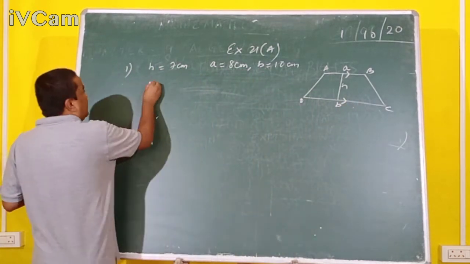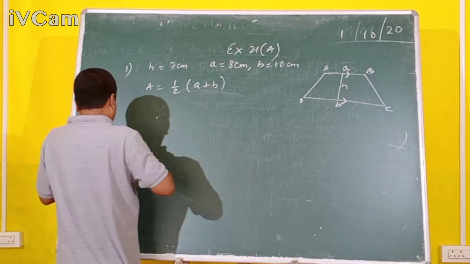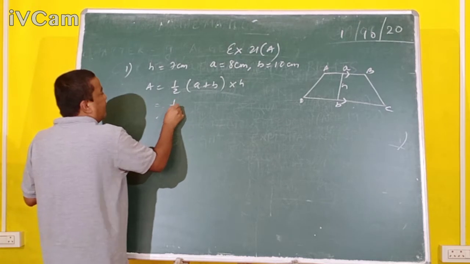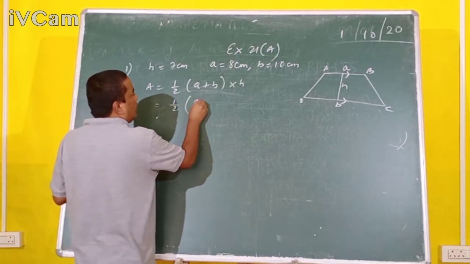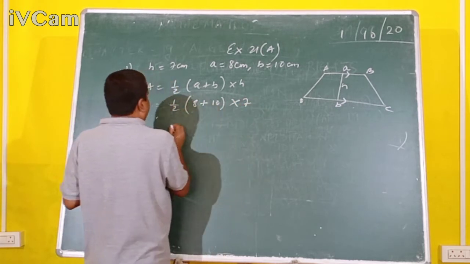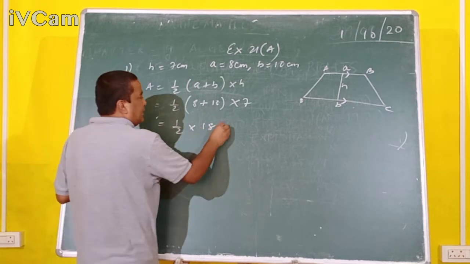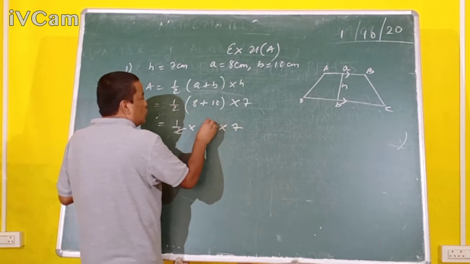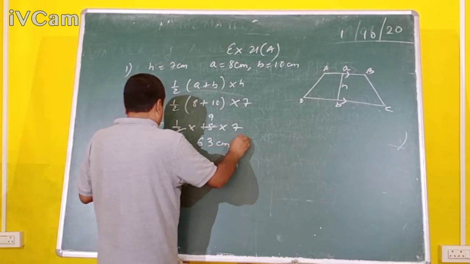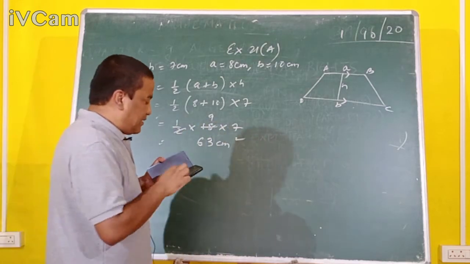Now you just apply the formula. Area equals half into (A plus B) into height. Just put the values: half into (8 plus 10) into height 7. Half into 18 into 7. So 2 9s are 18, 9 7s are 63. 63 centimeters square is your answer. Okay.